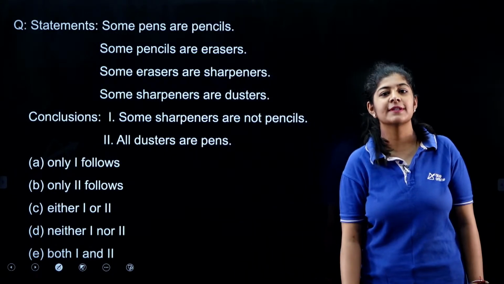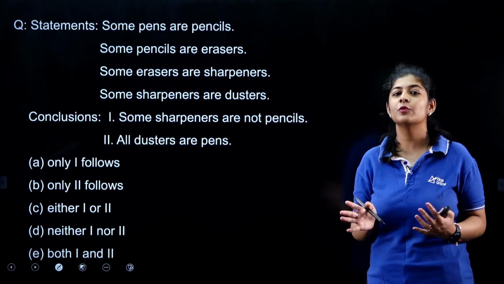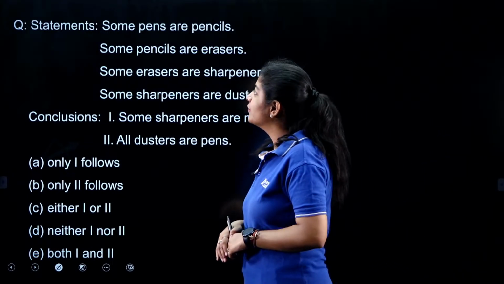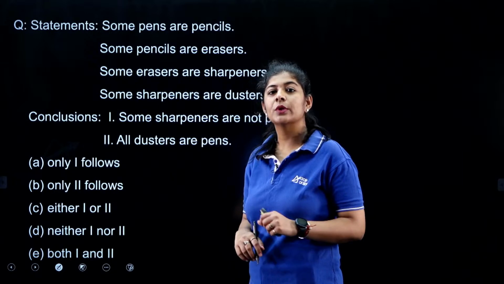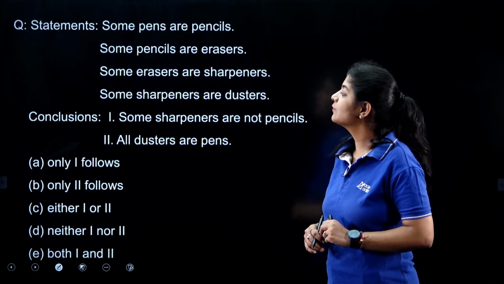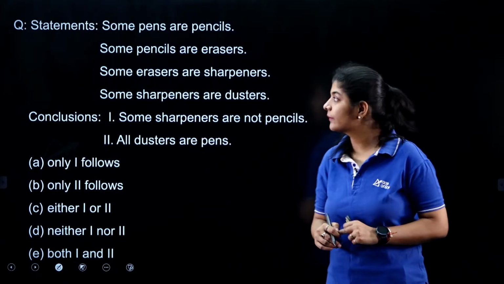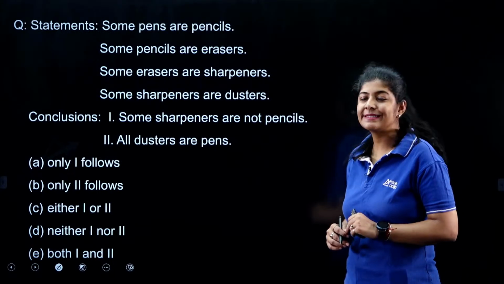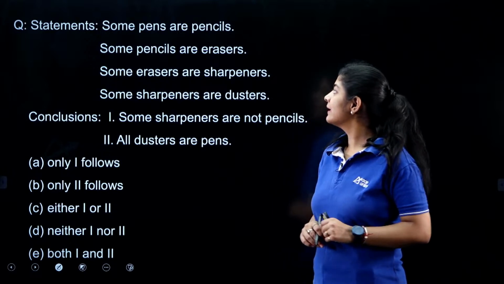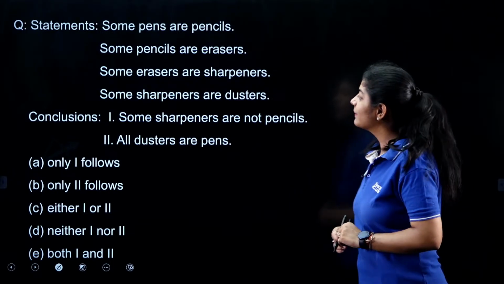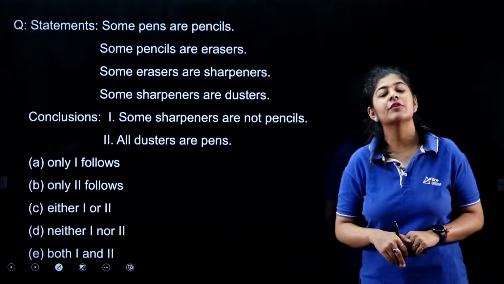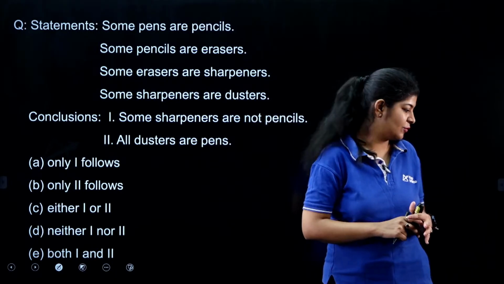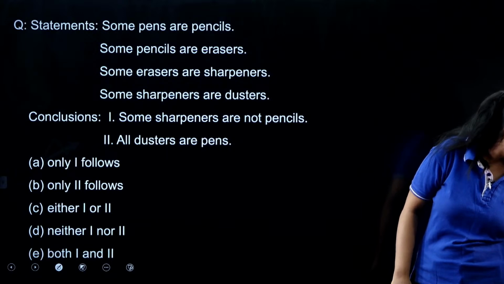This question is from the concept of syllogisms, and we already solved so many problems based on this particular topic. So here we are having 4 statements, and on the basis of that, we simply need to check these 2 conclusions whether they are true or not. The statements are: some pens are pencils, some pencils are erasers, some erasers are sharpeners, and some sharpeners are dusters. So first we have to draw the diagram, and accordingly we have to check the conclusions whether they are true or not. So what answer are you getting?